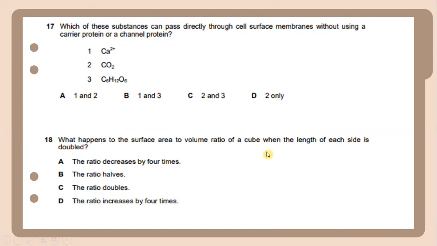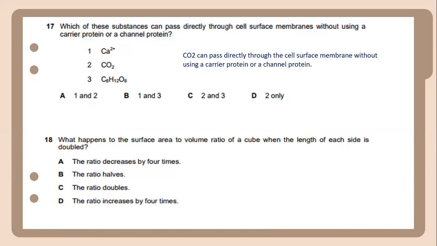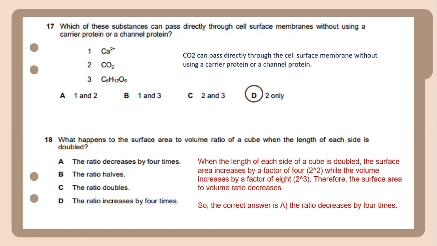Which of these substances can pass directly through the cell membrane without using a carrier protein or a channel protein? We have Ca3+, CO2, C6H12O6. The answer is CO2 can pass directly through the cell surface membrane without using a carrier protein or a channel protein. So the answer will be 2 only.